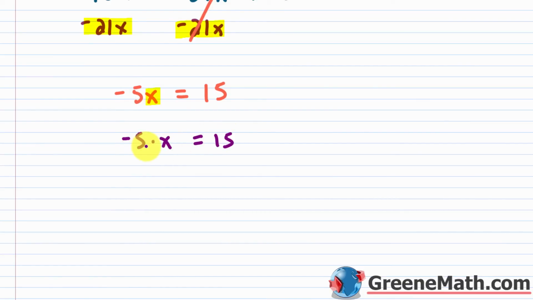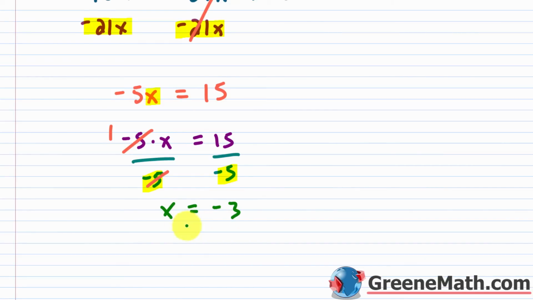Well, if this -5 is multiplying by x, to undo that, I need to use division. So I'm just going to divide by this coefficient of x, which is -5. And again, to make this legal, I have to do this to both sides of the equation. So I divide by -5, divide by -5. Now, what I'm going to do here is cancel this with this. That's a +1. And +1 times x is just x. So this is now x equals, in this case, 15 divided by -5 is going to give me -3.